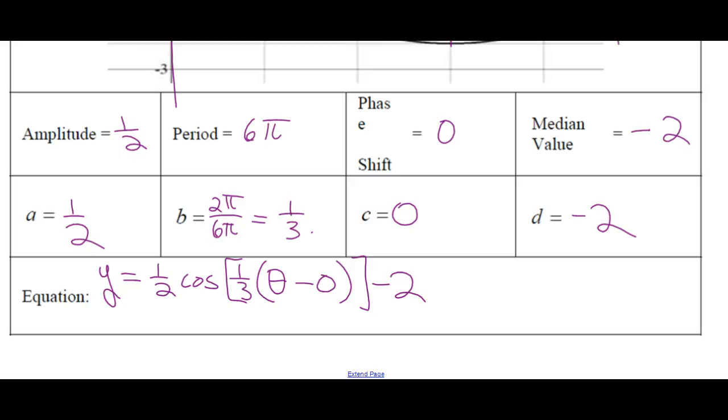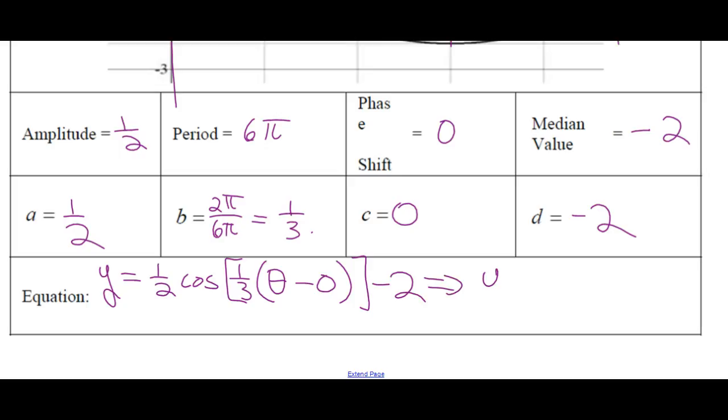So in here, what's never 0? In any of these, what's never 0? B, what else? Two things are never 0: A and B. If A were 0, you'd be looking at the line y equals 0. And if B were 0, you'd be looking at a constant, because it would just be the sine or cosine of 0.